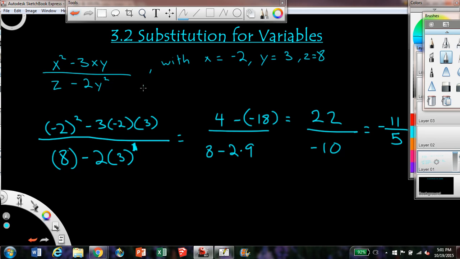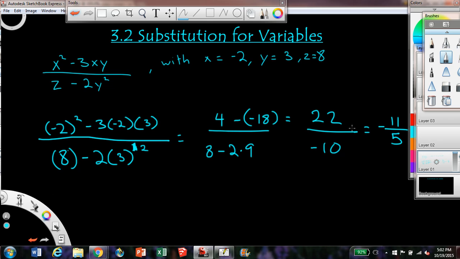Let me just double check, make sure I didn't make any mistakes. Let's see. I plugged in a -2 here. Now it gets squared. -2 times -2 is +4. -3, yep. Plus 18. Good. We've got 8 minus 18 is -10. Good. Looks good. So that's about as complicated as it gets this year.